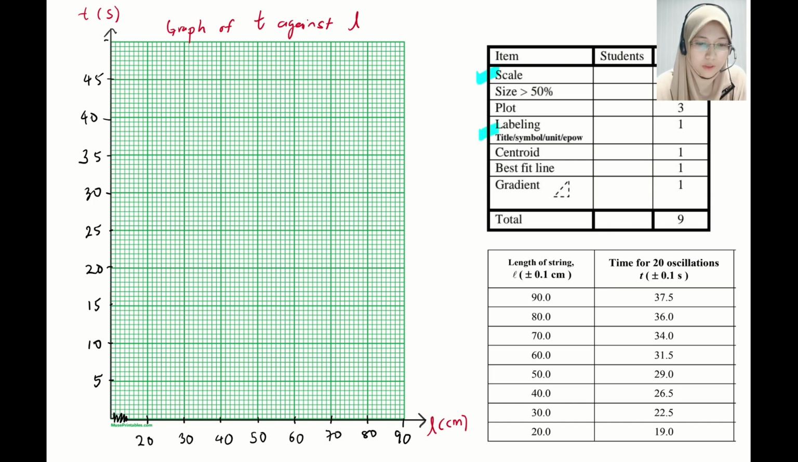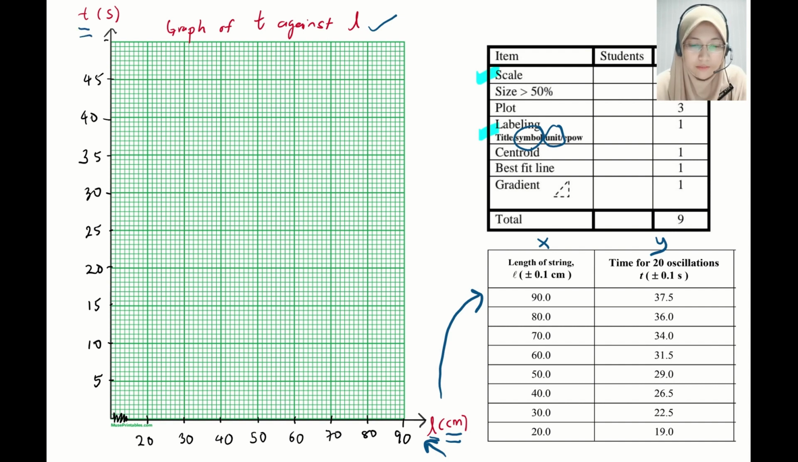Okay, for the labeling, we have to have the title of the graph. You have to write it on top of the graph, and you have to have the symbol and unit. So for x-axis, you have the symbol L for length and the unit is cm. I'm using the data from this table. It is y versus x, time versus length, and the t or the time is for y-axis.